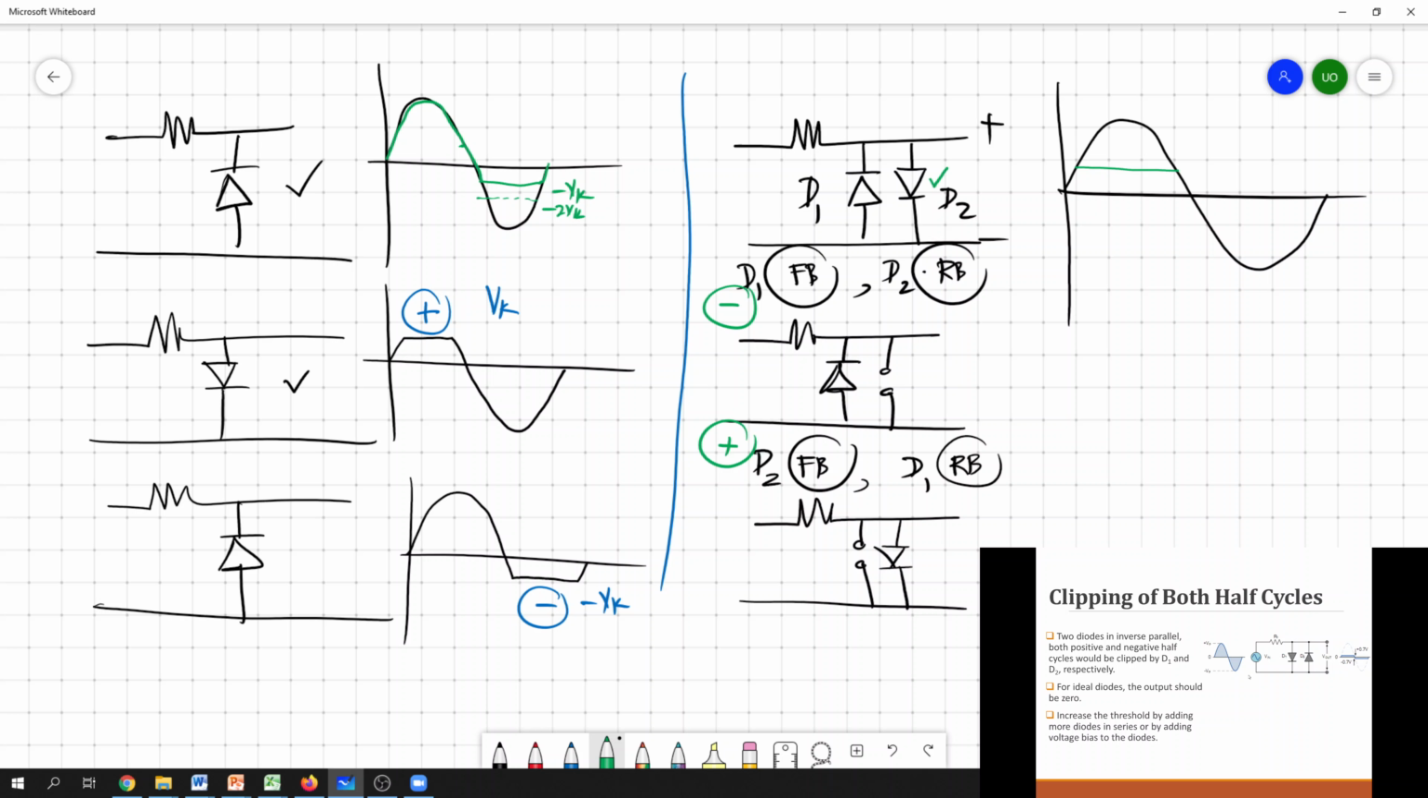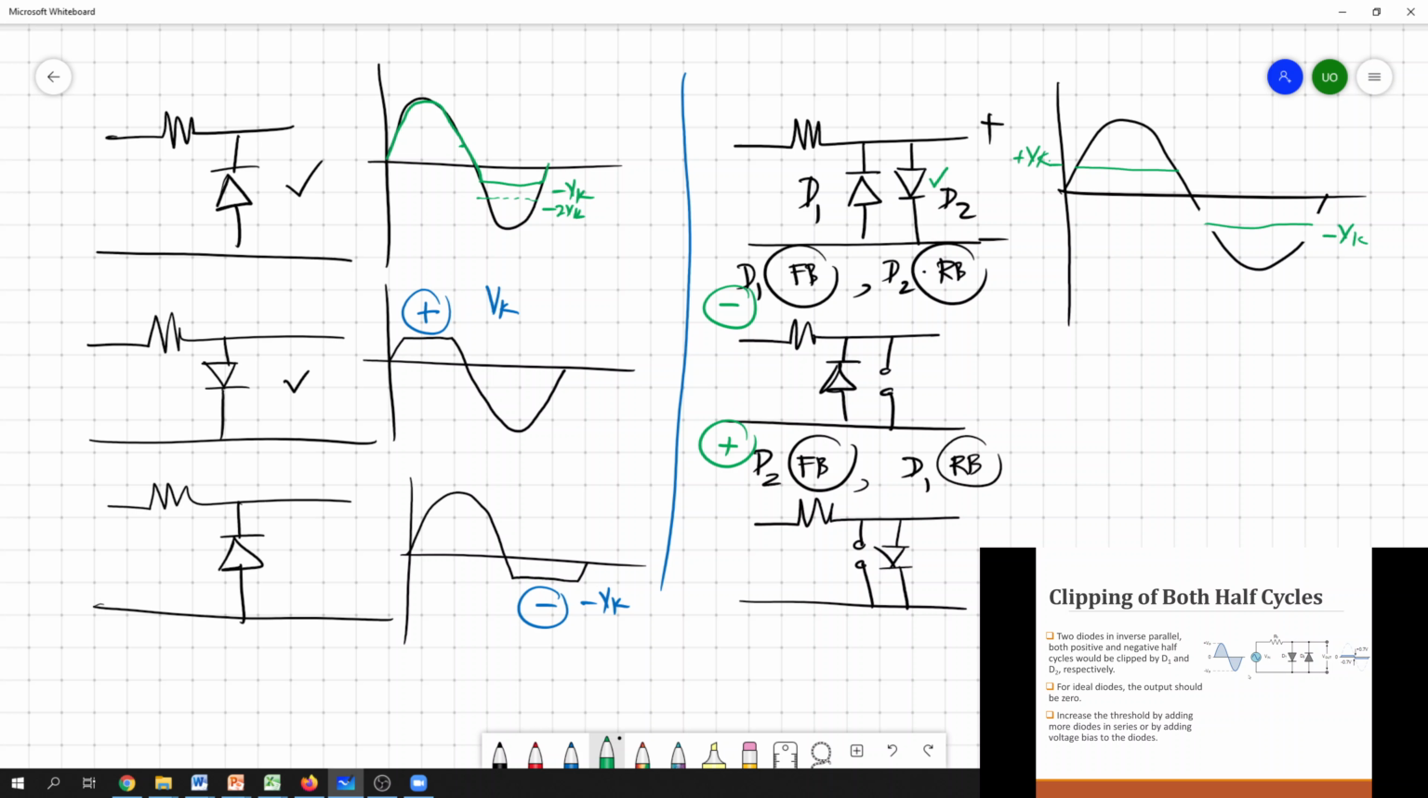So then during the negative cycle, it simply aligns to this circuit, like here. So then this negative cycle is simply clipped at minus Vk. So it's minus Vk. This is minus Vk. This is plus Vk.